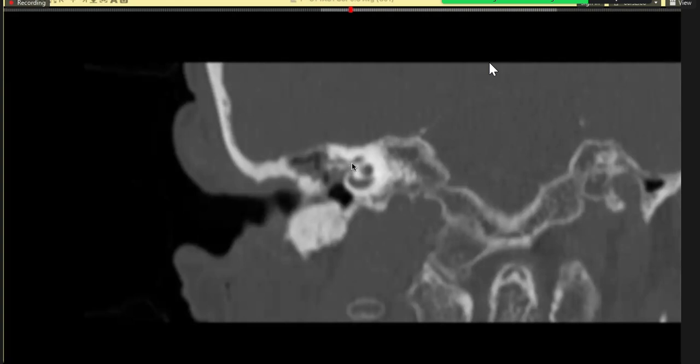So this is the labyrinthine and this is the tympanic. Is it normal? Sir, the tympanic portion is not normal. Oh, thank you. So what was your conclusion?